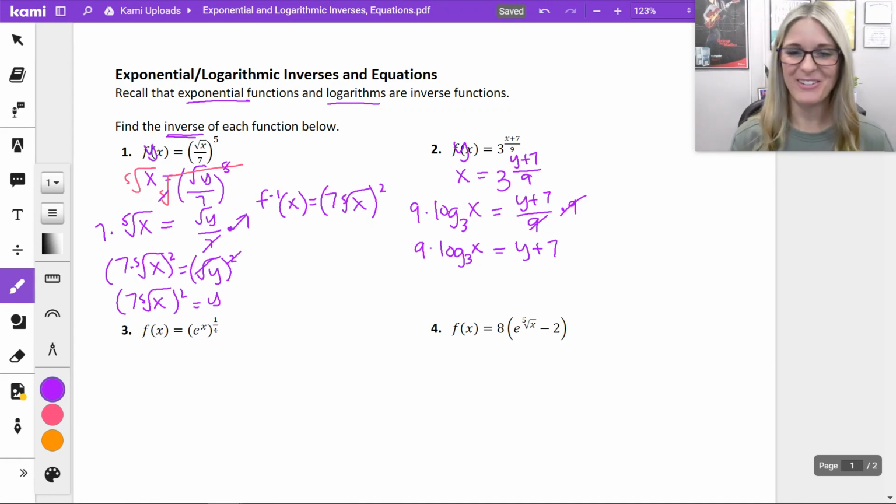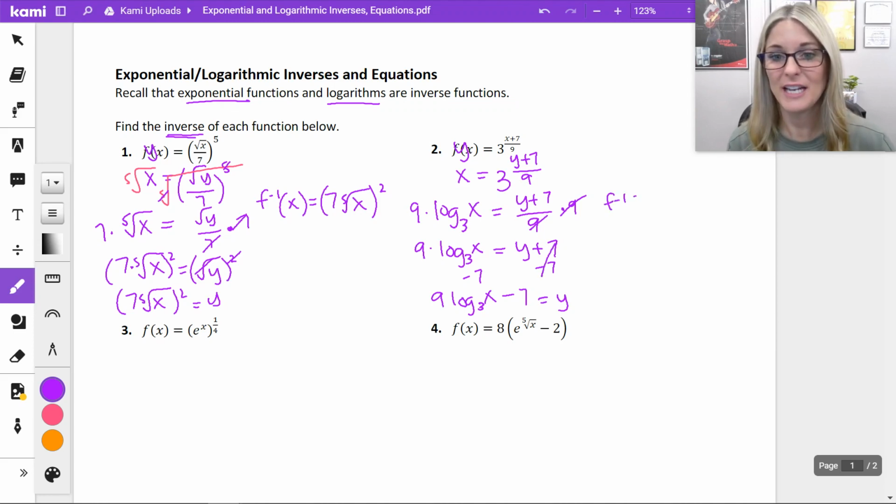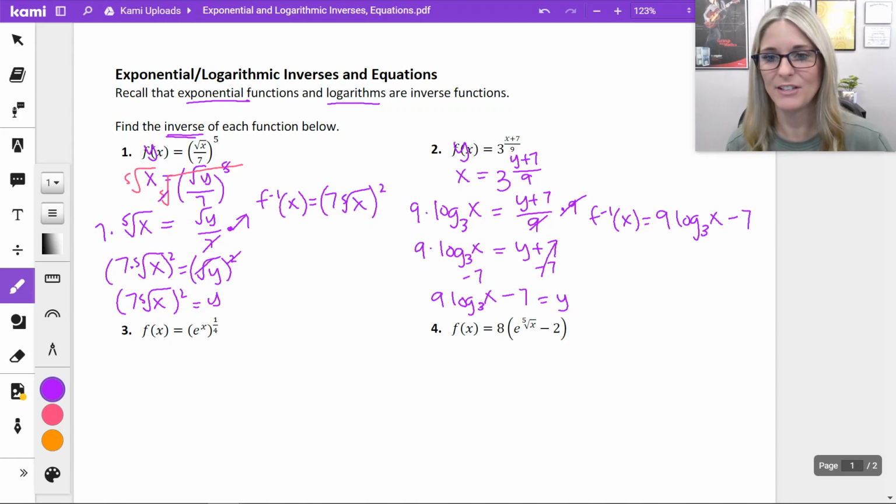Deep breath. You see it now? Much simpler. Subtract 7 from both sides, so we'd have 9 log base 3 of x minus 7 equals y, and I am done. I'm just going to write it in inverse function notation. F inverse of x equals 9 times log base 3 of x minus 7. Final answer.